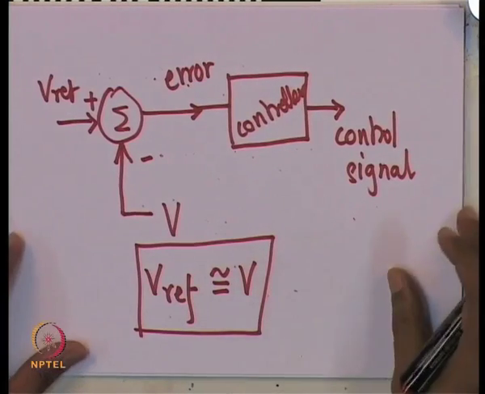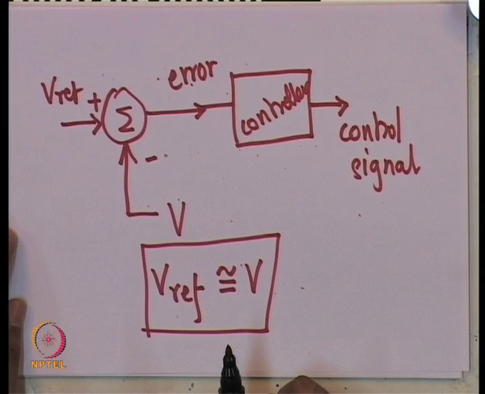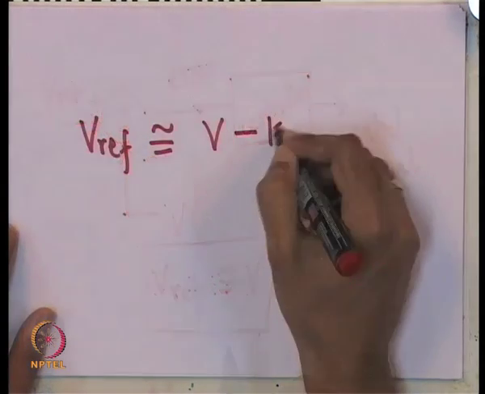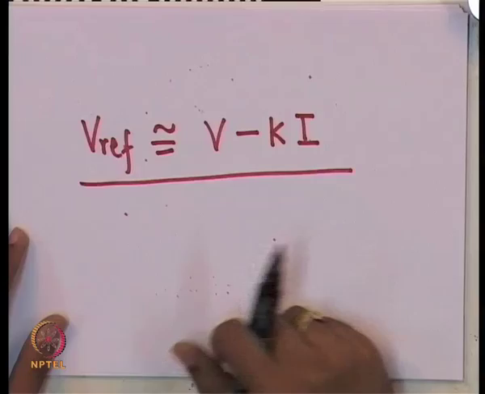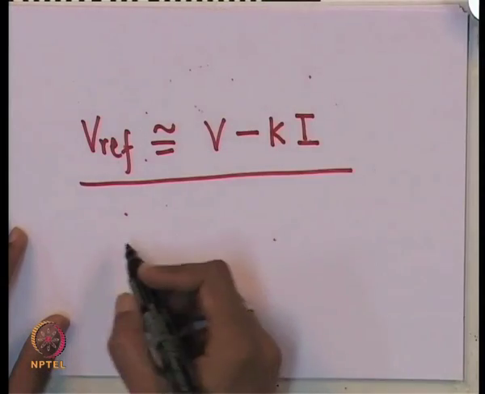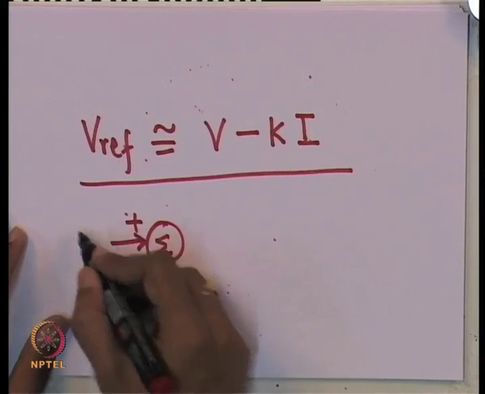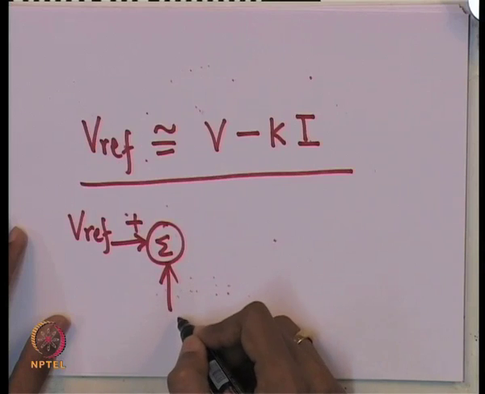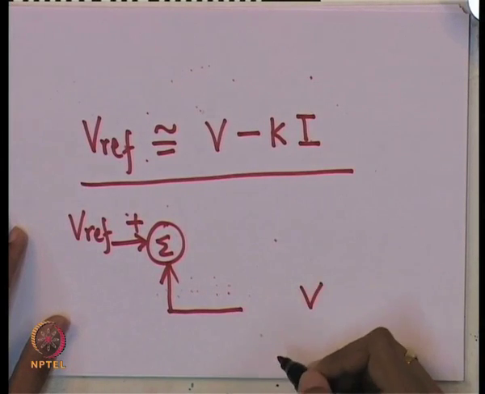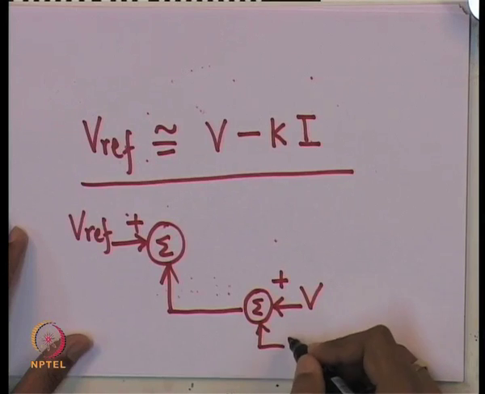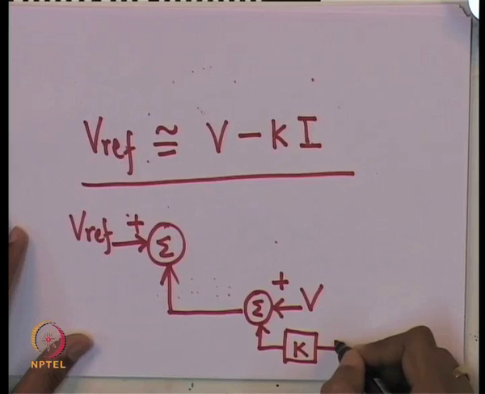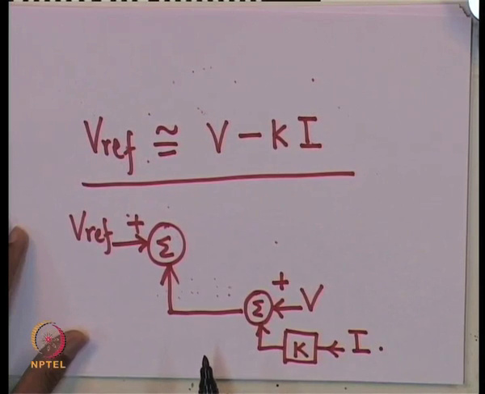But in some situations, you would not necessarily try to keep V almost equal to VREF, but you can have VREF almost equal to V minus K into the magnitude of current going out of the machine. So, you can have a situation like this as well. Instead of having a control system like what I have shown you before, that is just having V, what you can have is this, which is known as a load compensator.